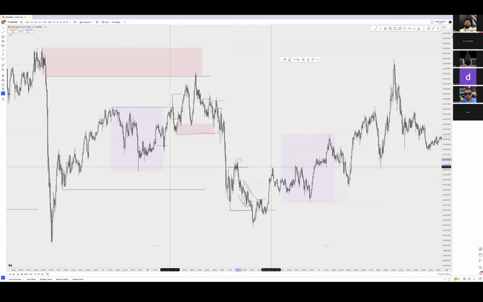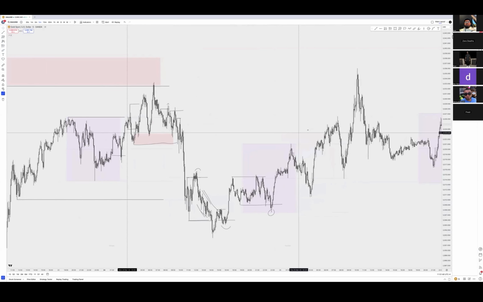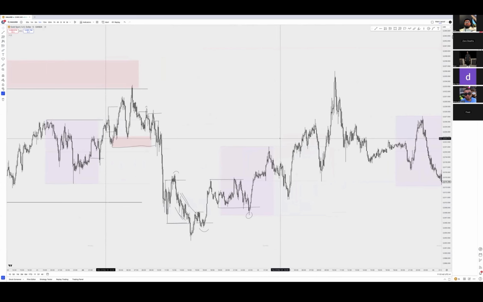And there you go. You got this BOS to the upside, inducing buyers. Buyers get trapped, and then you got your liquidity block below. Entry. That's showing Asia though. And then the market starts moving to the upside.